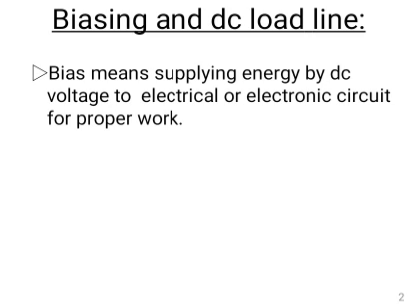That means biasing means energizing by a DC power supply for electrical and electronic circuits to work. The bias provides suitable voltage and current for the circuit to work properly. The biasing is usually applied to an amplifier circuit.